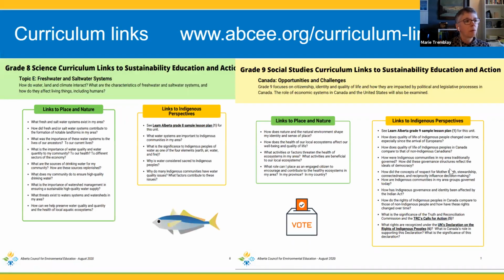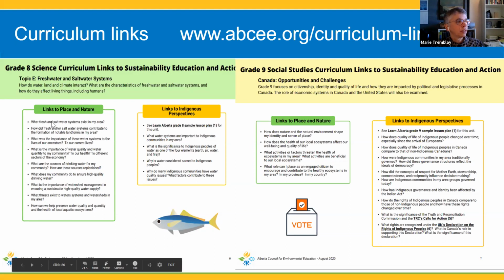So one thing I did want to point out, and this is a common theme throughout all of our presentations here at the symposium, is that we have created links to every unit in the grade kindergarten to grade 9 science and social studies curriculum. We started by creating links to climate change, and then we expanded that work to other sustainability themes, including nature and place, which you see here in the green boxes. Here are some examples from the grade 8 science unit on freshwater and saltwater systems. But I've also shown an example here from grade 9 social studies, Understanding Canada: Opportunities and Challenges.